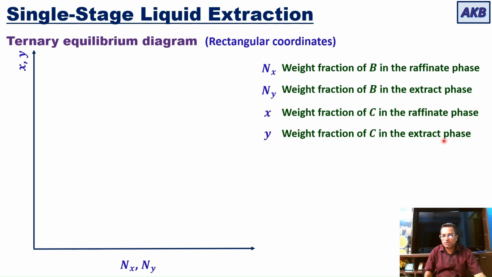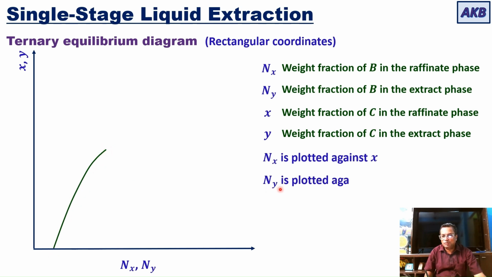And what are you going to do? You are going to plot nx versus x. nx is plotted against corresponding x values, and when you do that, you get one part of the binodal solubility curve, the A-rich part of the binodal solubility curve. And then you also plot ny against y. So ny is plotted on the x-axis and y is plotted on the y-axis. And when you do that, you are going to get the other part of the binodal solubility curve.